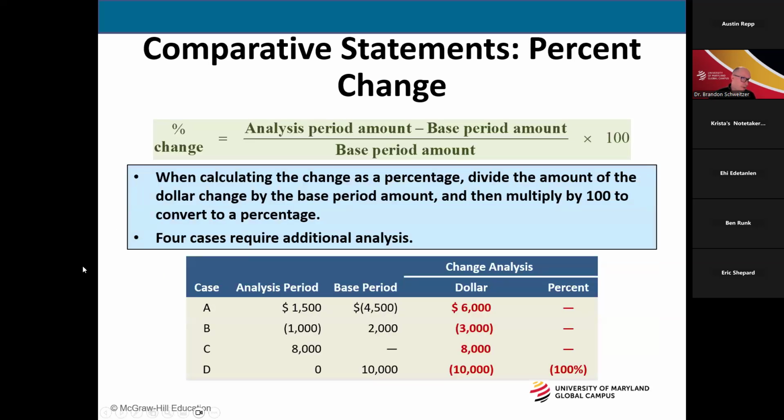We can also express this as a percentage. And when we express it as a percentage, we take the analysis period amount, so 2024's amount minus 2023's amount, and then we divide that by 2023's amount, or the base period amount. And then we multiply it by 100. And what it does is it gives me the horizontal analysis expressed as a percentage.